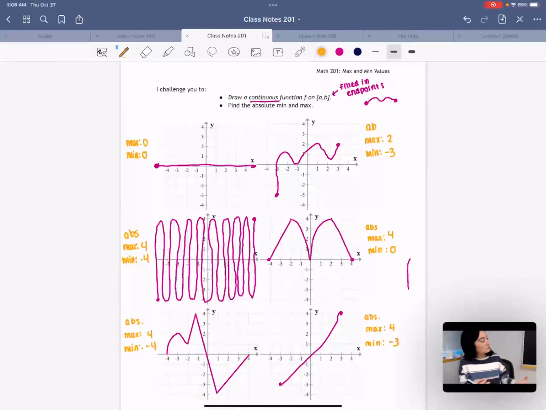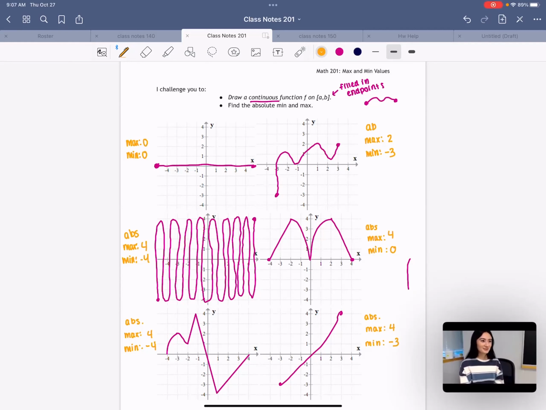So we had all these crazy functions, and we found the absolute max and absolute min. Remember, we can have a function that does not have an absolute max or an absolute min. We've looked at examples like that before. Do you think that you could draw a function the way that we've drawn it before and not have an absolute max or an absolute min?